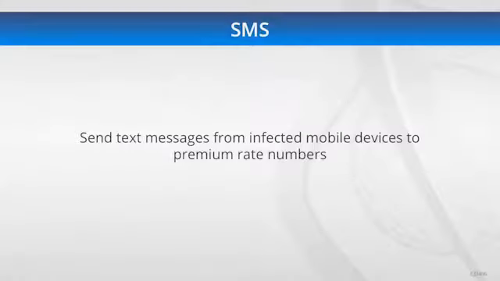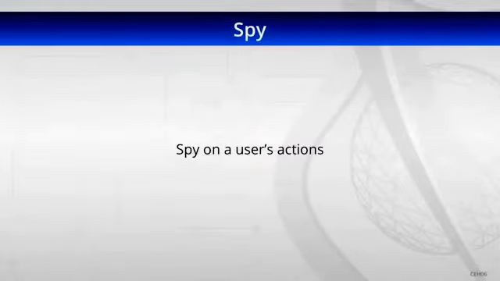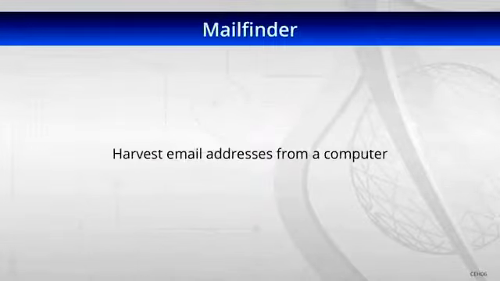Text messages from infected mobile devices to premium rate numbers are a big deal today. Those premium rate numbers actually collect that money from the SMS, and they deposit it into somebody else's account, and through a series of paper trails and a whole bunch of different things, what we get is somebody draining your money away through dialing those premium numbers. And spy is just that. It spies on a user's actions. It listens, it captures the keystrokes, it learns those activities.